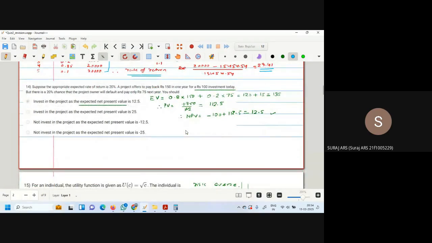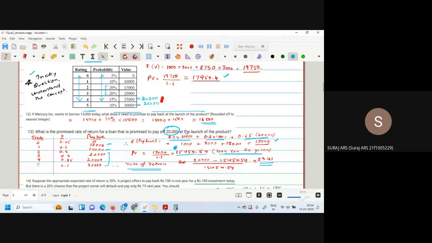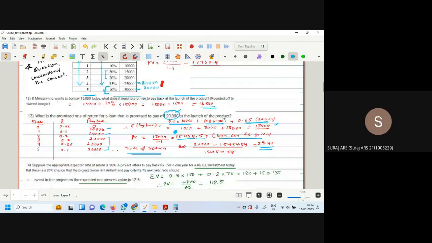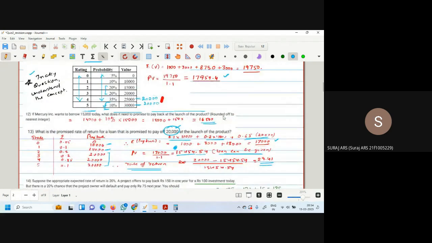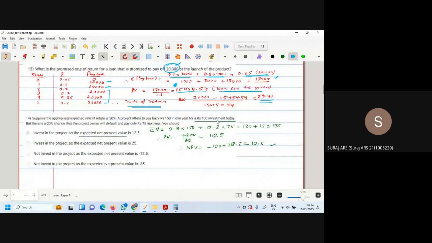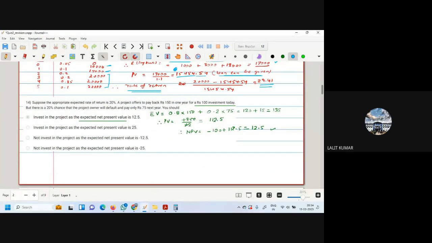If the payback is 30,000 or some other value? No, they have given in the question 20,000 payback. But if it is 30,000, then you will take only 10%. Only in that case they will be charged. If it is 15,000, we will make 20,000 as 15,000, right? Yes. Then all of this will become 15,000. Got it. Okay, so we go to the next question.